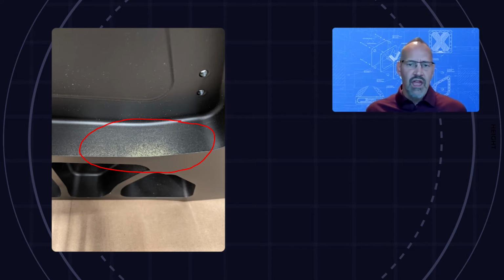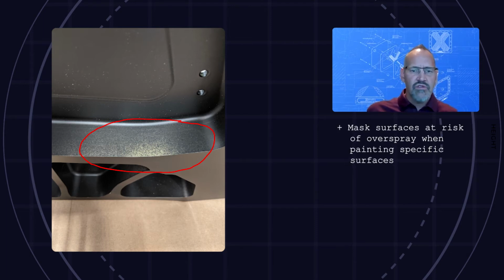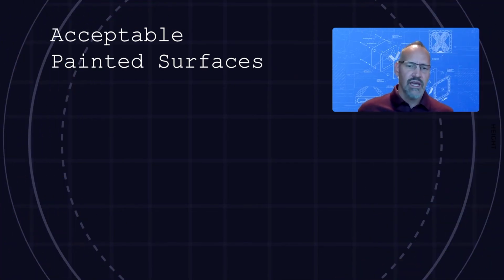Overspray is not permissible and should be prevented during application. Take care to mask surfaces at risk of overspray when painting specific surfaces. Use appropriate techniques to prevent this overspray. Now that we've looked at some unacceptable examples, let's look at an acceptable example.